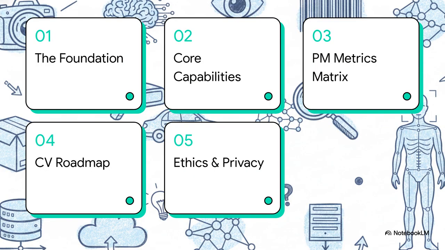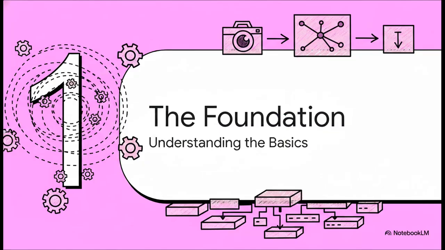Okay, here's a quick look at the roadmap for this explainer. We're going to walk through the foundation, look at core capabilities, dive into the PM metrics matrix, map out the CV development roadmap, and finally touch on ethics, bias, and privacy. So, let's kick these off at Section 1, the foundation. Let's figure out how this specific AI discipline actually fits into your overall tech stack.